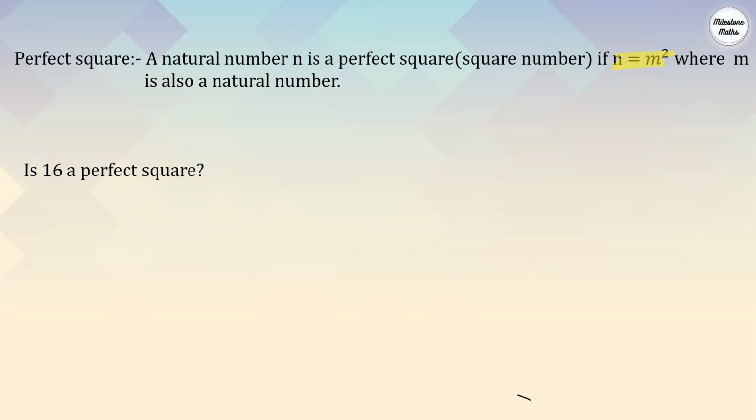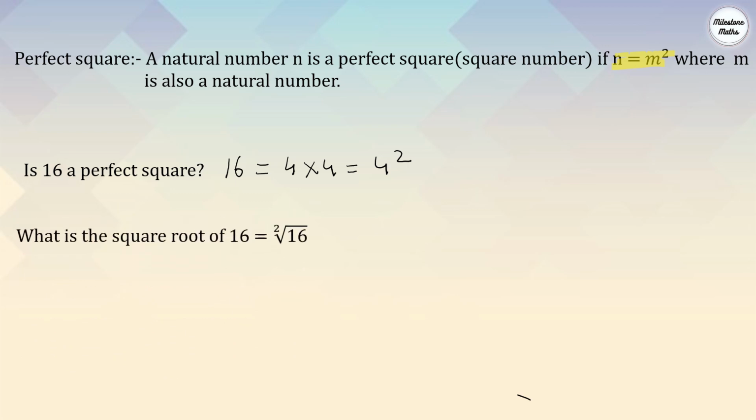Now let's see, is 16 a perfect square? If we can write 16 as a square of some number, we can write 16 as square of 4. So yes, 16 is a perfect square. So 16 can be written as 4 square. If it is a perfect square, we can find the square root of that number. Square root of 16 is nothing but 4.